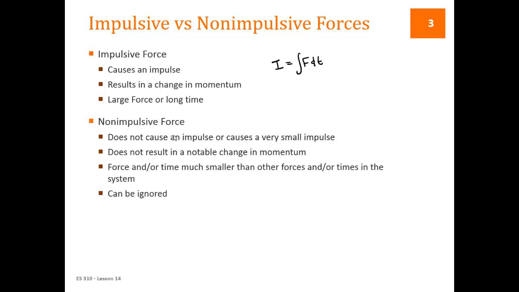So the question is, in which cases would a force not cause an impulse? If the force is very small or the time is very small, you wouldn't necessarily get an impulse from that force. So ask yourself, does this force cause a change in momentum of my system? If a force is much smaller than other forces, for example, when you hit a ball with a tennis racket, the force that the racket applies on the ball causes an impulse. It changes the momentum substantially. The weight of that ball is also a force acting on the ball over a given time. That weight is so much smaller than the force of the tennis racket that the weight is non-impulsive. So we can ignore that weight.